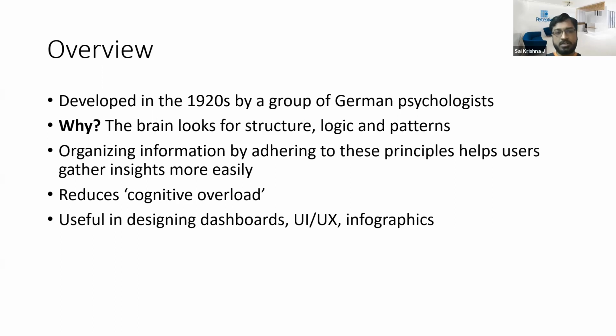So the Gestalt principles is a set of 7 principles, which was developed in the 1920s by a group of German psychologists. So why do we use this principle? Because when we look at something, the way our brain processes information is like this. It looks for structure, it looks for logic, it looks for patterns. And when we organize information by adhering to these principles, it helps users to gather insights more easily.